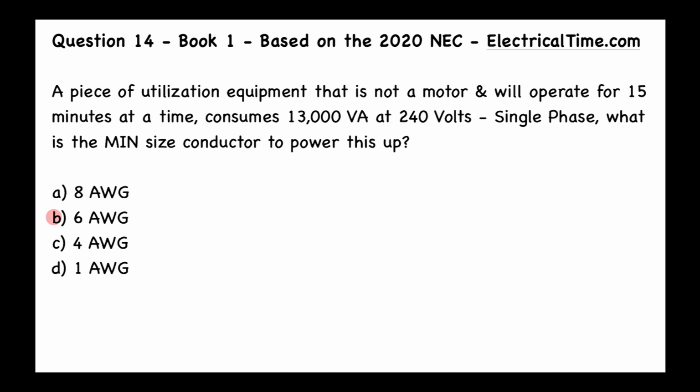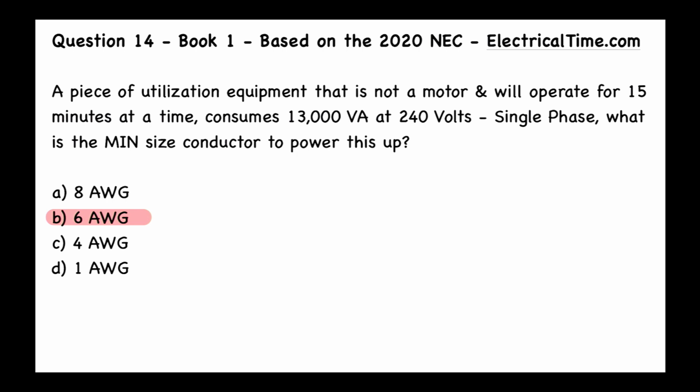And the answer is B, and that is going to be 6 AWG. So let's see now how we found the answer to this. When you're looking at a question and you see VA and you see volts, you may be saying maybe this is like Ohm's law or the pie formula that I have to use. But let's highlight the important information.